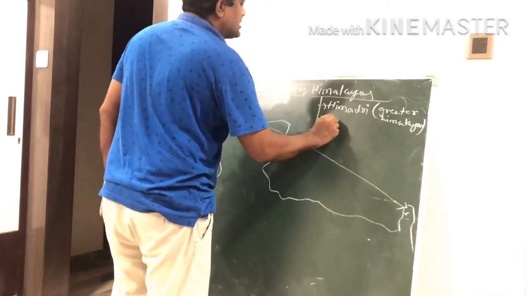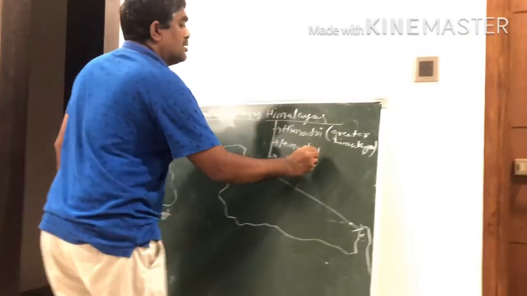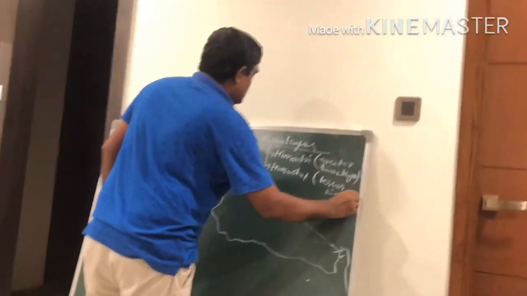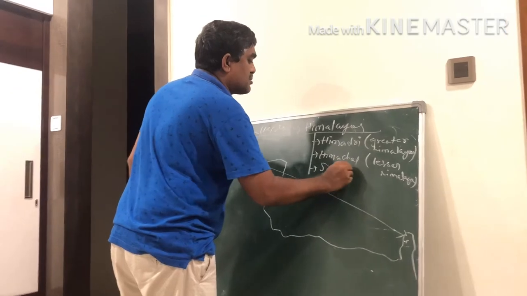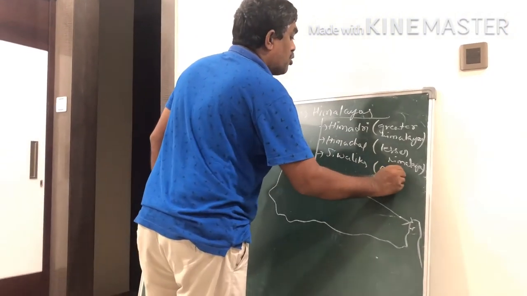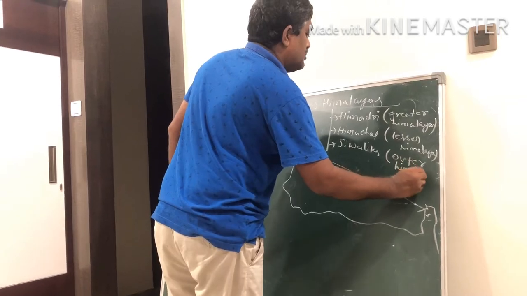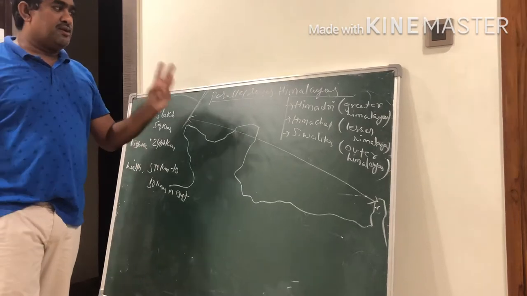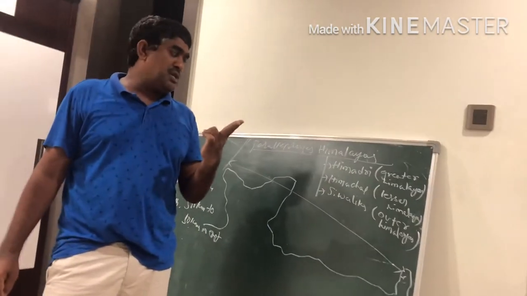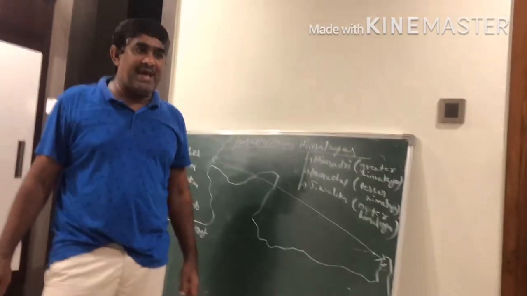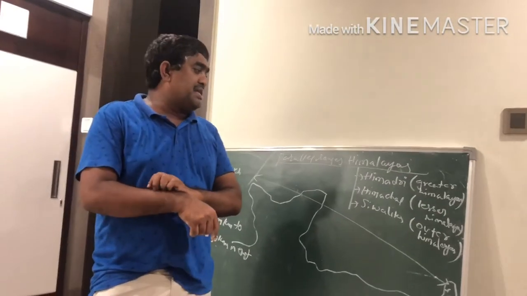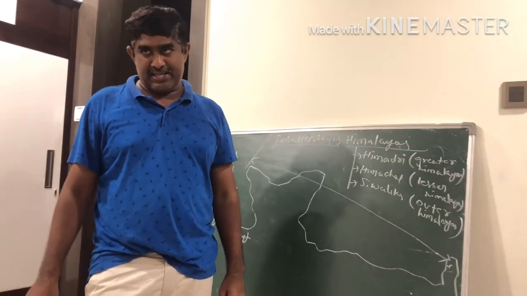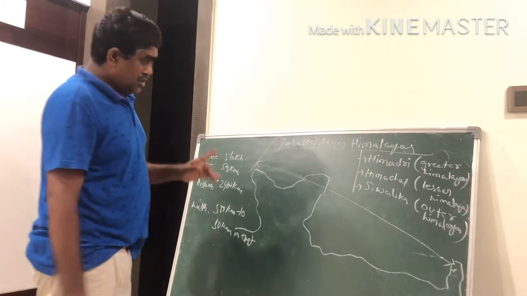Second one is Himachal, called the Lesser Himalayas. And third one is Shivaliks, called the Outer Himalayas. Now, the Himalayan ranges are three: Himadri, Himachal, Shivaliks. Himadri is called the Greater Himalayas, Himachal the Lesser Himalayas, and Shivaliks the Outer Himalayas.